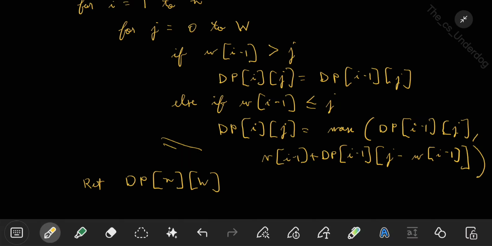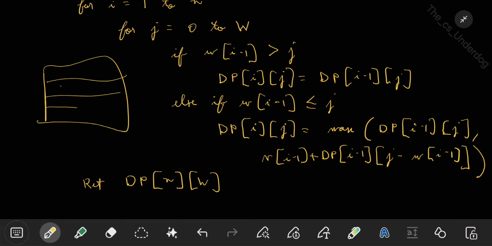Like this, you will keep filling each of the items. What is the order of filling here? If this is your matrix, then what is the order of filling? First row is already fixed because it is all zeros. Then you will fill this block, then this block, this block, this block, and so on. You will follow this order. The final block that gets filled is this one.